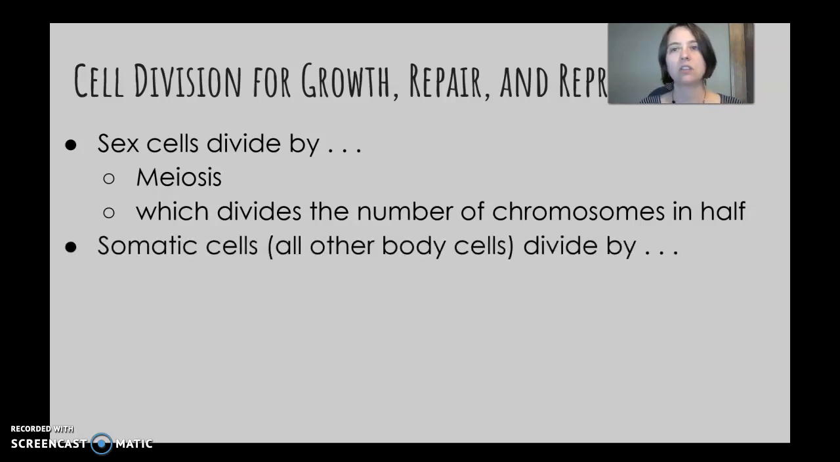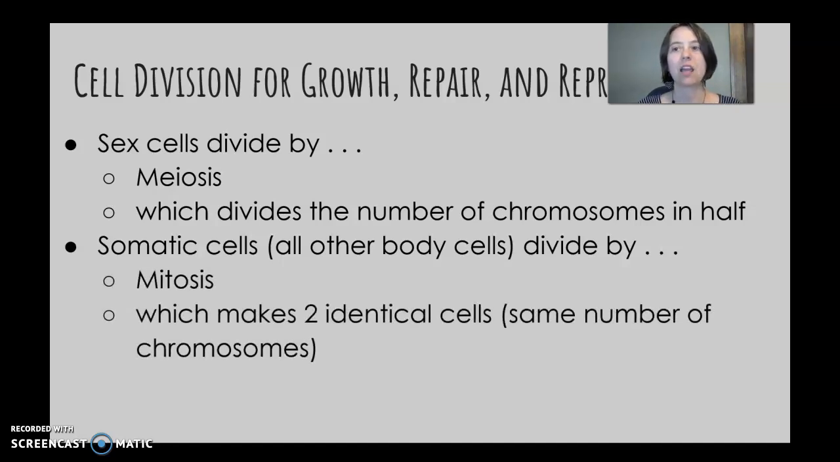And then somatic cells, which is every cell in your body that is not an egg or a sperm, divides by the process of mitosis. If you said mitosis, good job. And in mitosis, you make 2 identical cells which have the same number of chromosomes, which are diploid or haploid cells, if you remember your terms from biology.